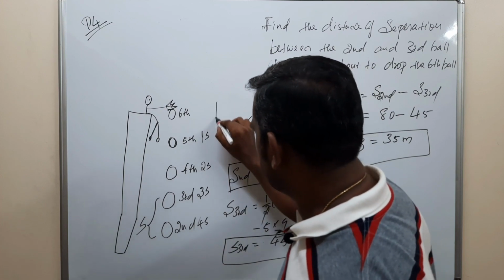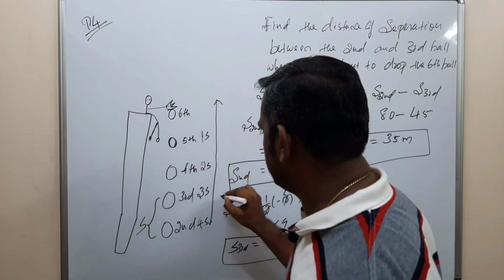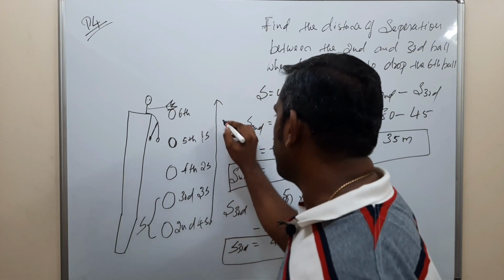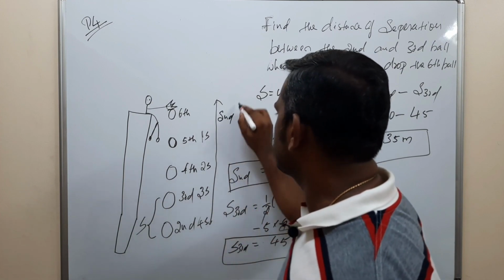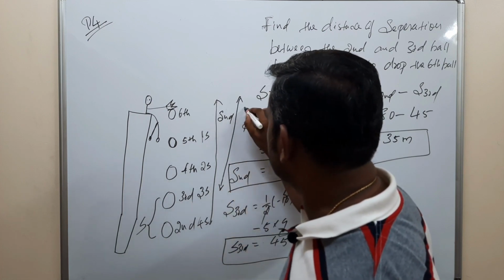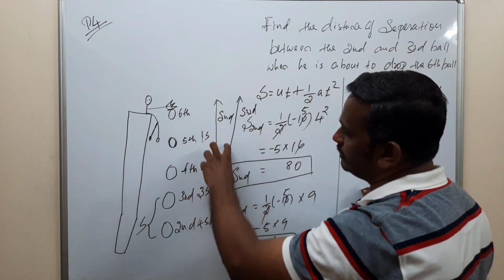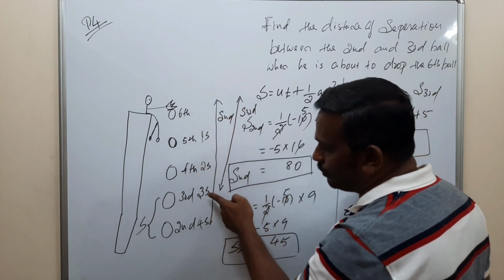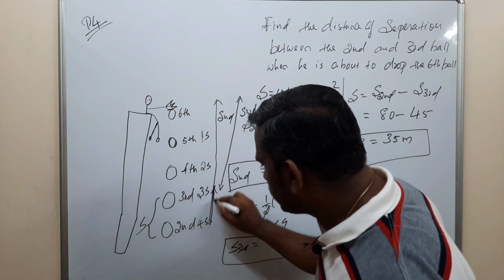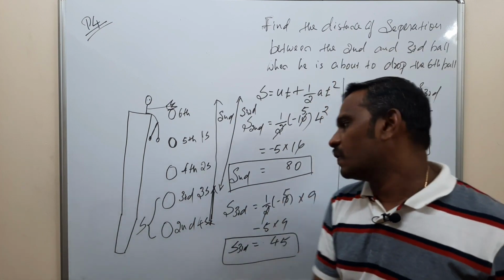So this much distance is s second, and this much distance is s third. If you subtract s third from s second, you will get this much distance only. That is the distance of separation between the third and the second ball. So concept clear? Okay.